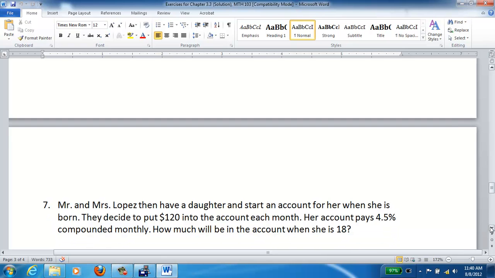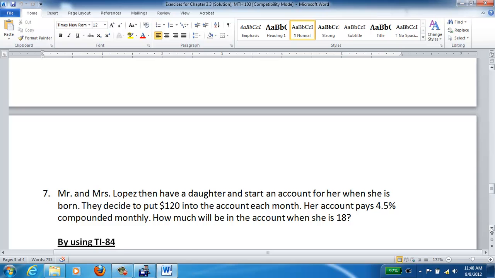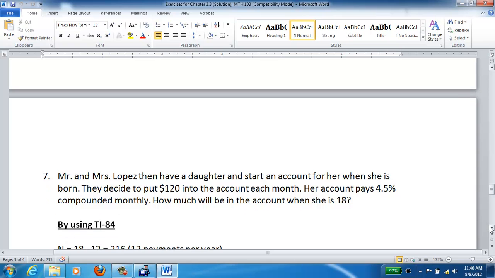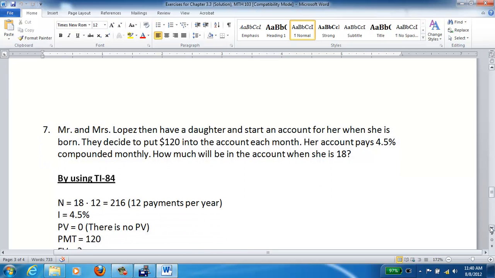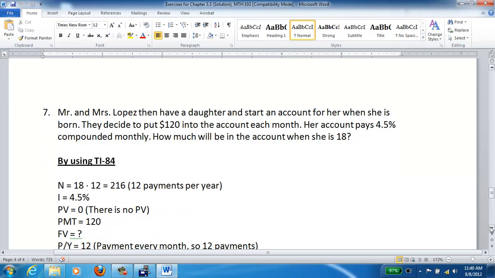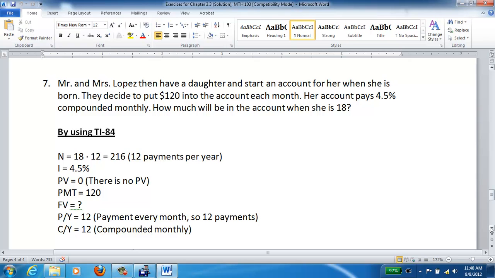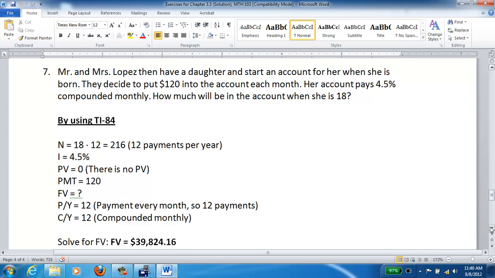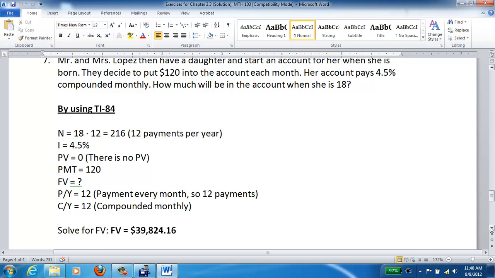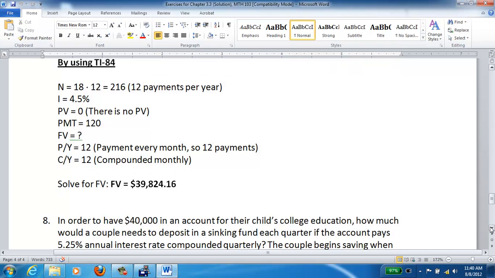Problem number 7, pretty much the same type of problem. The difference is that now when she is born, so the n is going to be 18, so it's going to be 18 times 12, 216. And then the interest is 4.5, present value is 0, payment is 120, future value is the unknown, so you solve for the future value. The future value now will be 39,824 and 16 cents.